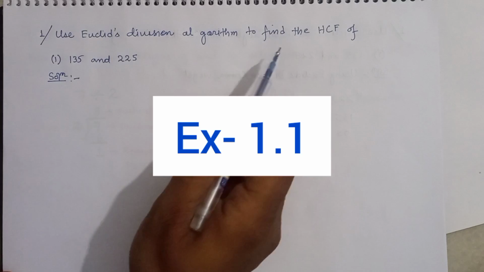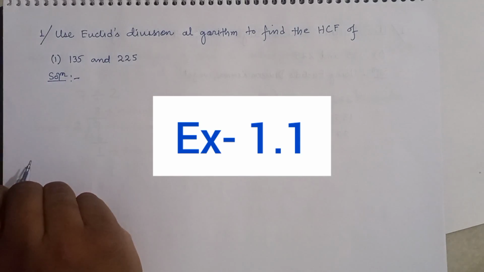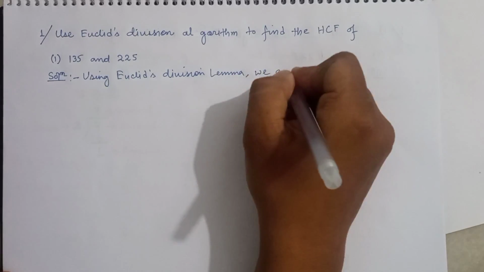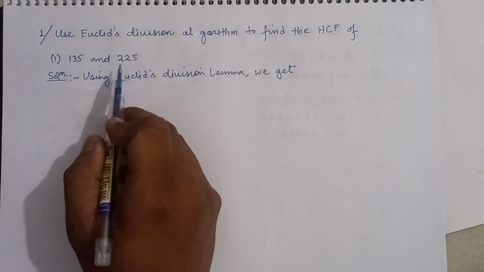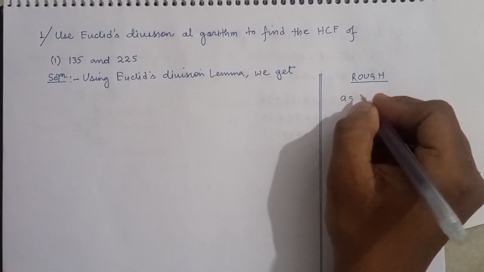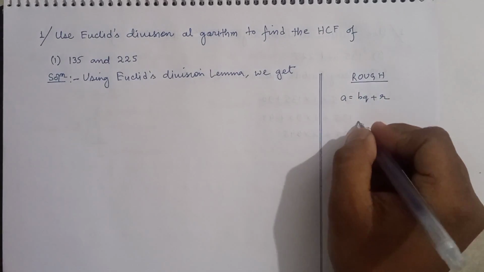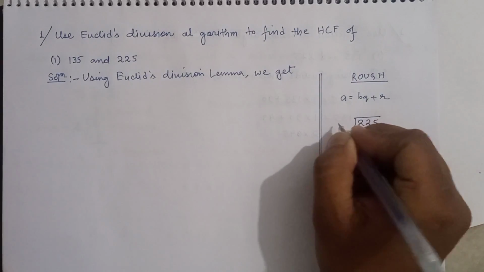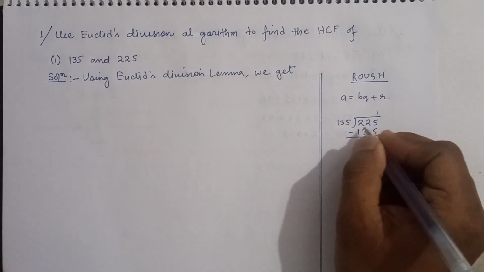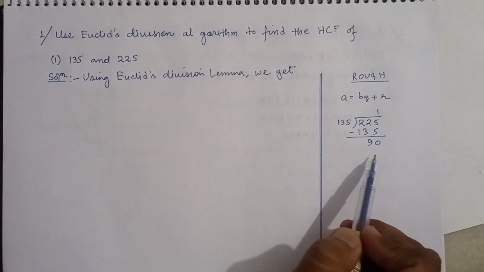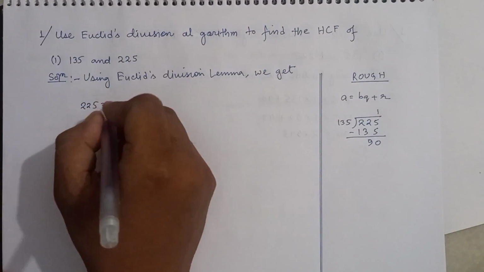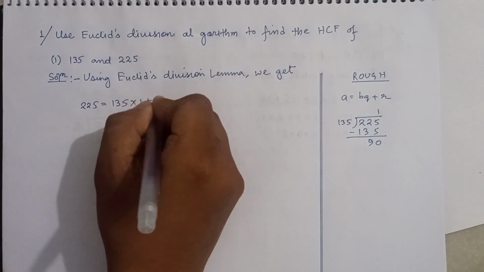Use Euclid's division algorithm to find the HCF of 135 and 225. Okay, so we will divide 225 by 135. So let me write the Euclid's division lemma first. 225 divided by 135. So our quotient is 1 and the remainder is 90. So we'll write 225 is equal to 135 into 1 plus 90.